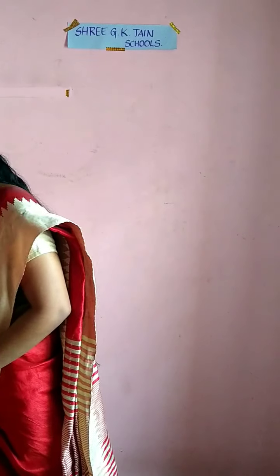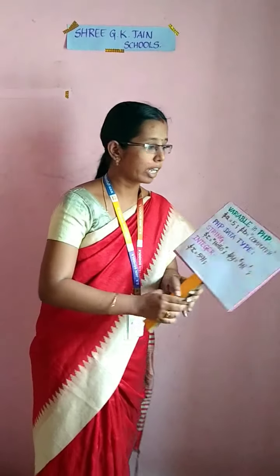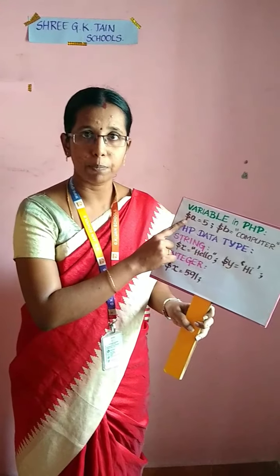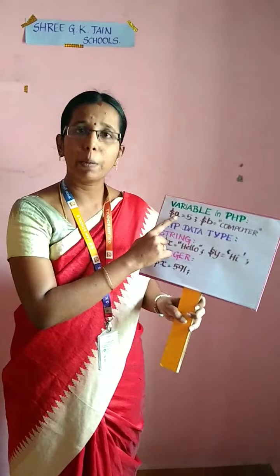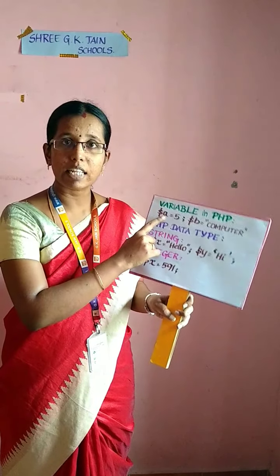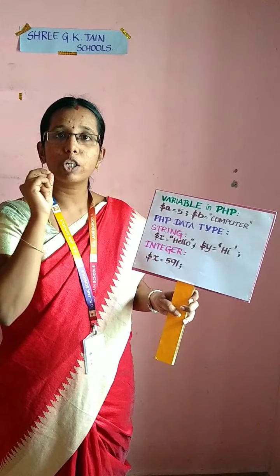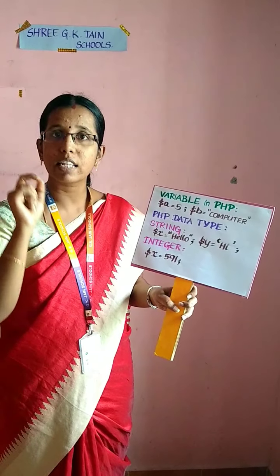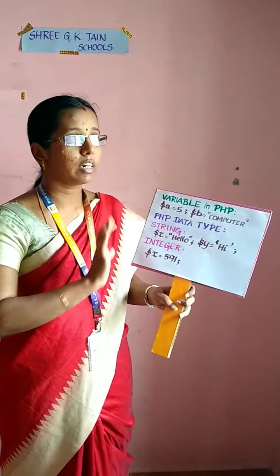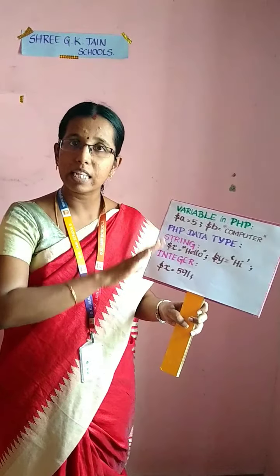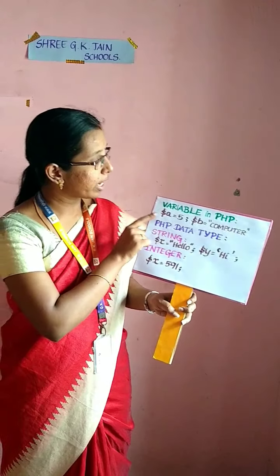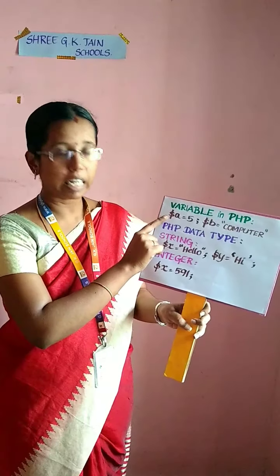For declaration of your variable, you have to follow certain rules. You have to start your variable with the dollar symbol, and the variable name must have an alphabet as the first character. That is, it should not have a number as the first character. Variable names are case sensitive, so you have to use lowercase characters in it. And the variable will be declared as such.